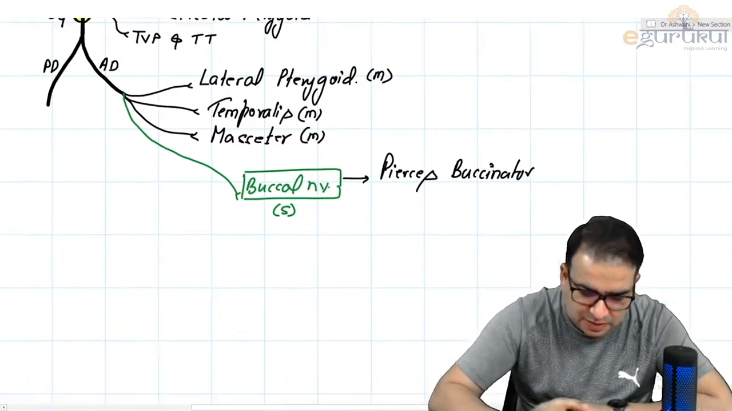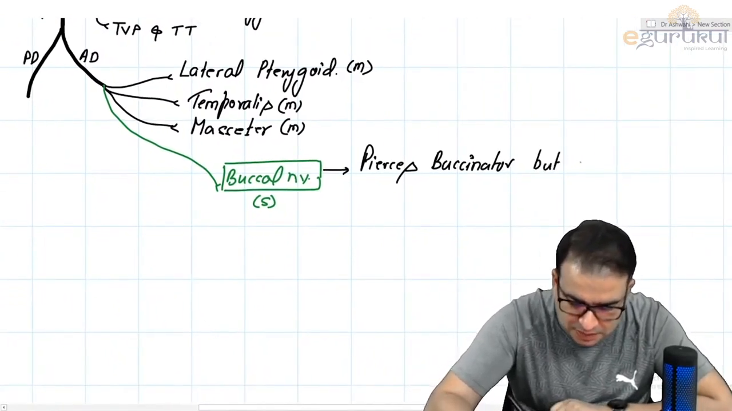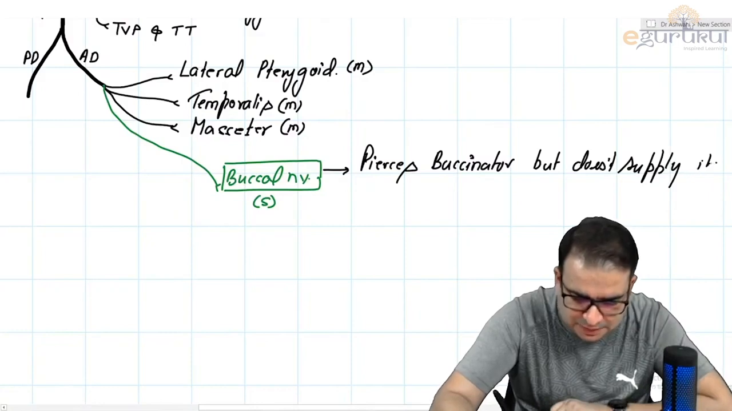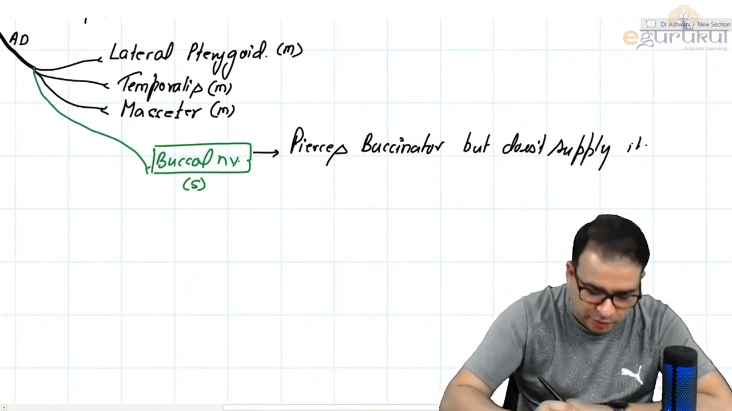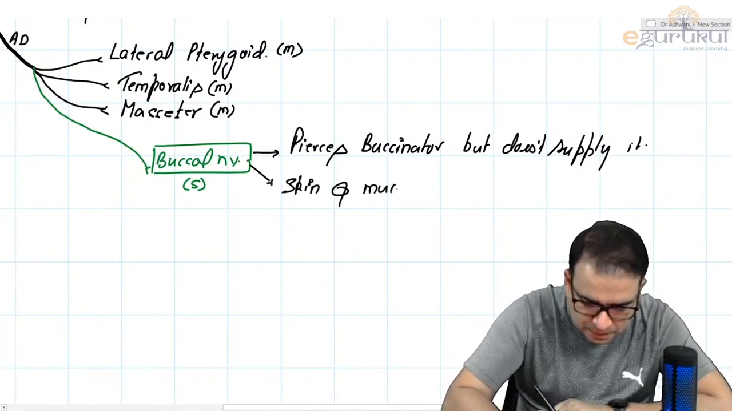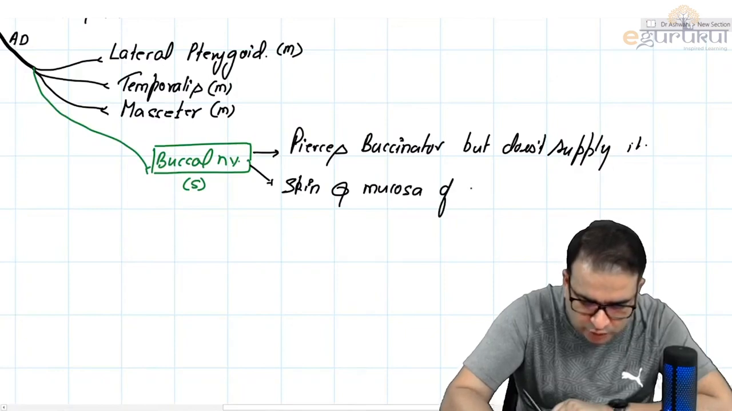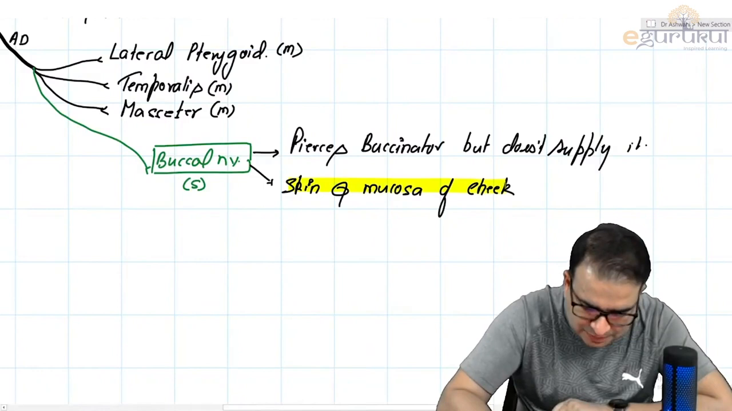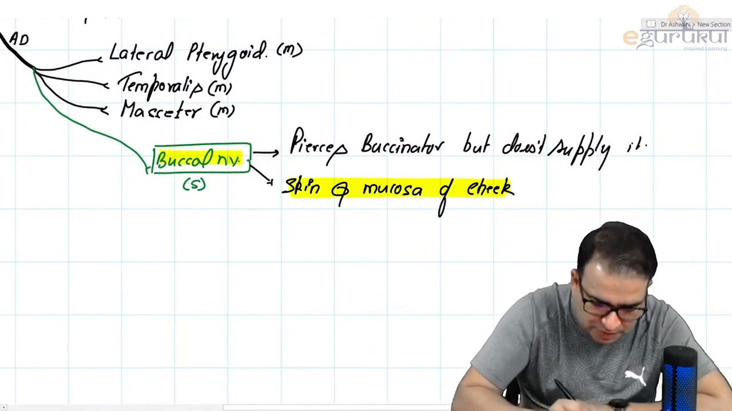It pierces buccinator, but doesn't supply it. That's one important point to remember from buccal nerve. So what is the buccal nerve supplying? It is basically supplying the skin and mucosa of the cheek. That's what the function is. It is supplying the skin and the mucosa of the cheek, the buccal nerve.